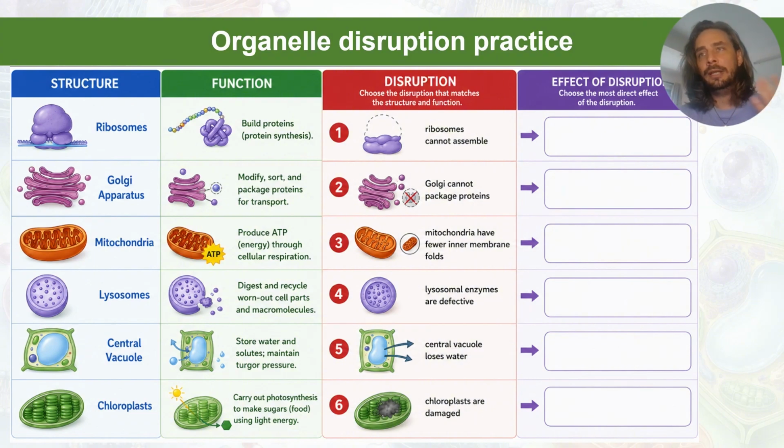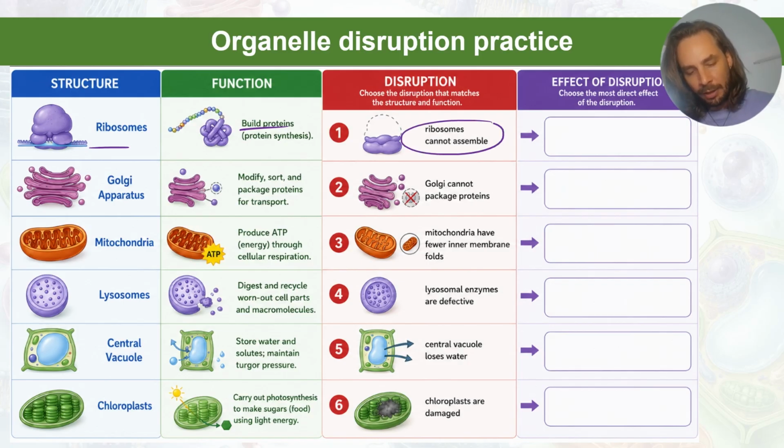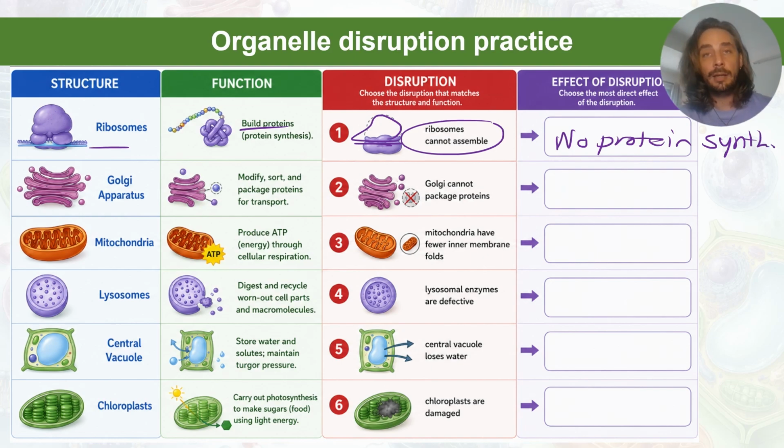So here's another one. You can pause the video and then kind of just think about what's going to happen if it is disrupted. So ribosomes build proteins, okay? And if the ribosomes cannot assemble, meaning the ribosome parts cannot attach to each other, that disruption is going to mean no protein synthesis, meaning no proteins are going to be made.